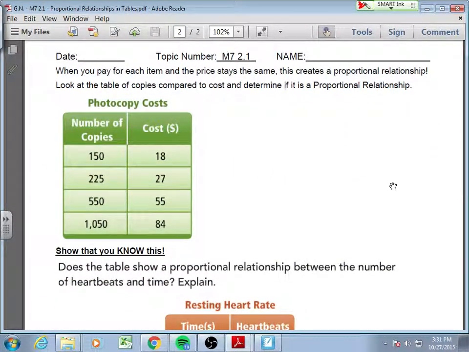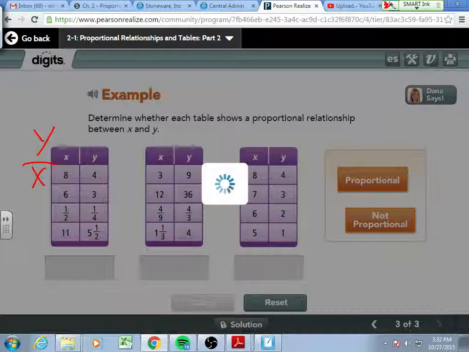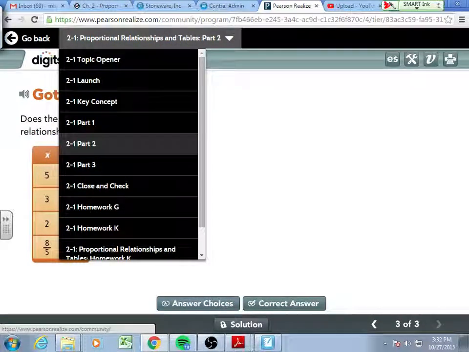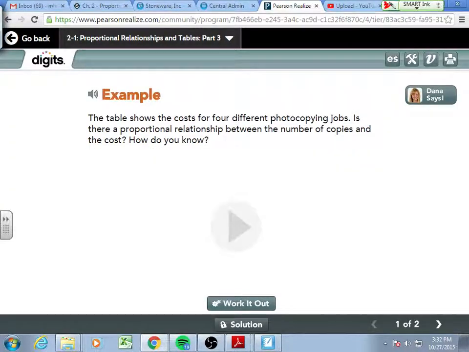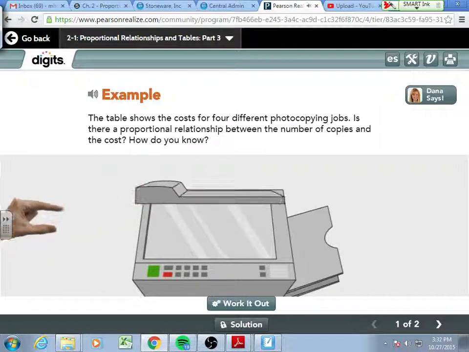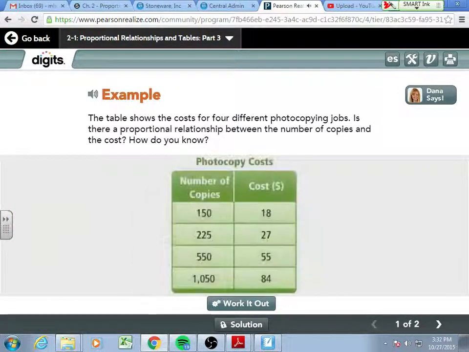When we send copies to the copy center, it costs money depending on how many copies you get. So we have this next problem that shows the number of copies and the cost. Now we can choose what order to go in. I think it's easier to take the bigger number divided by the smaller number because it'll give us a number bigger than 1 at least.